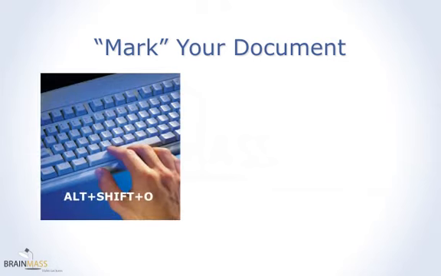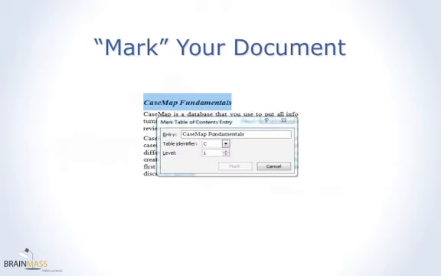For the very first marking process, you'll want to use a keyboard shortcut, Alt, Shift, and O. And a best practice suggestion for using this is to select the text that you want to mark prior to holding down this keyboard shortcut combination. In this example here, I had selected Case Map Fundamentals and then selected Alt, Shift, O on my keyboard, and that presented me with the Mark Table of Contents Entry dialog box.